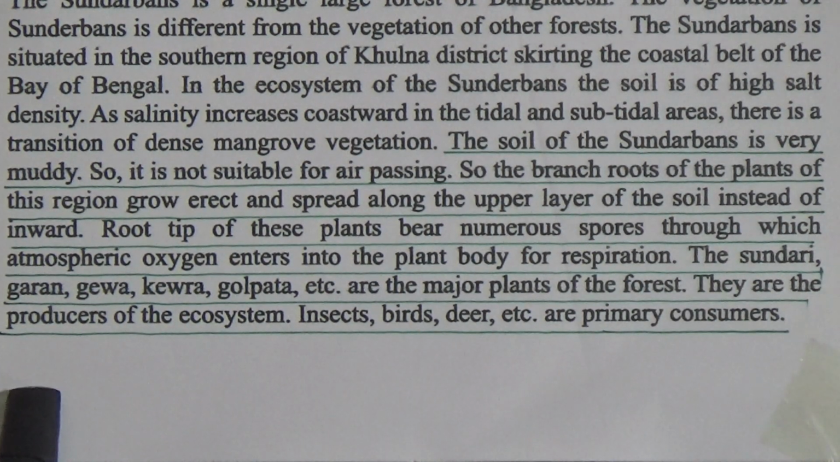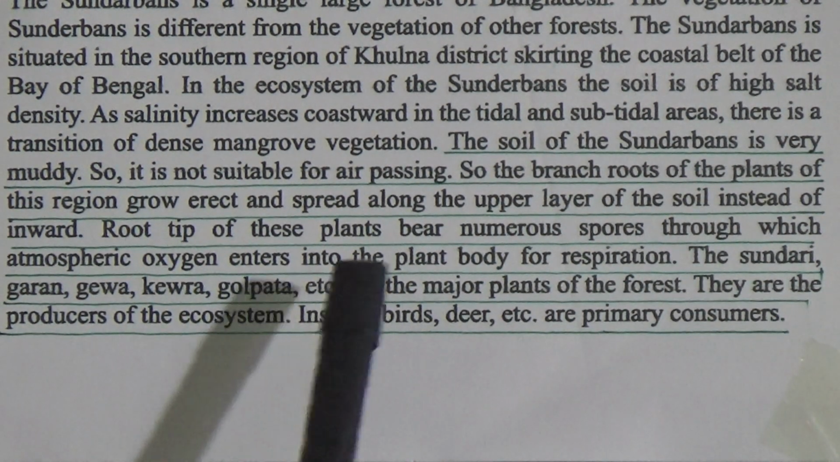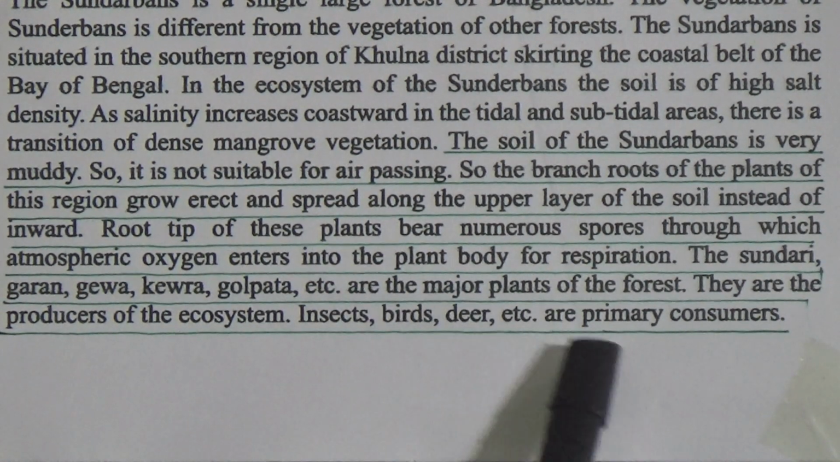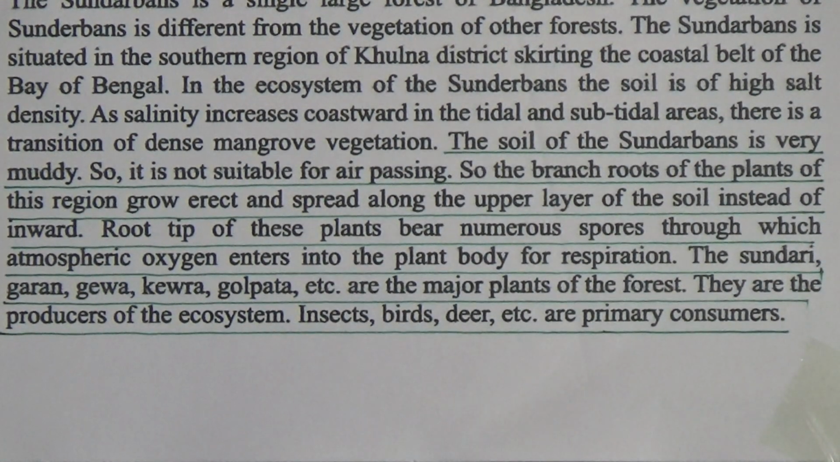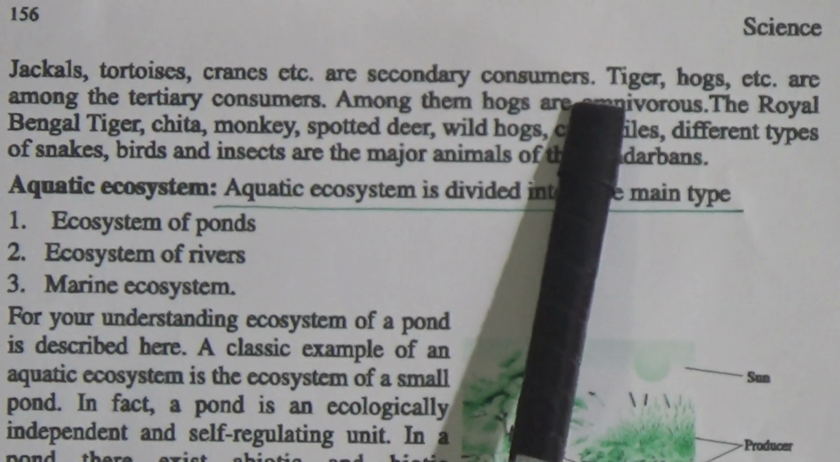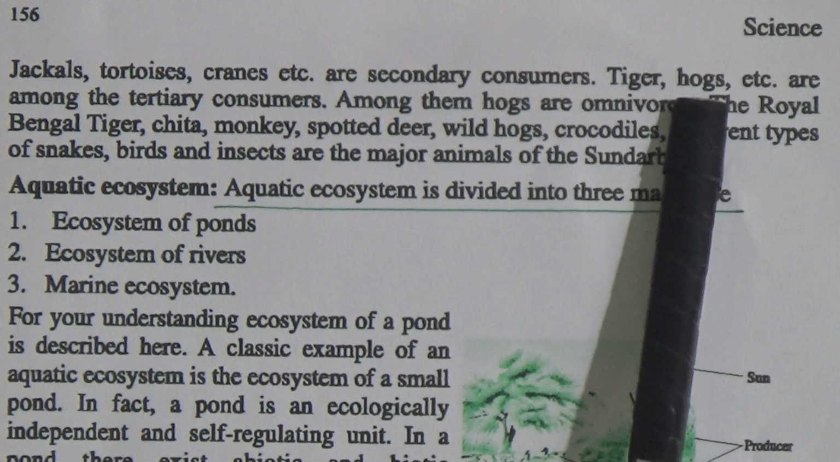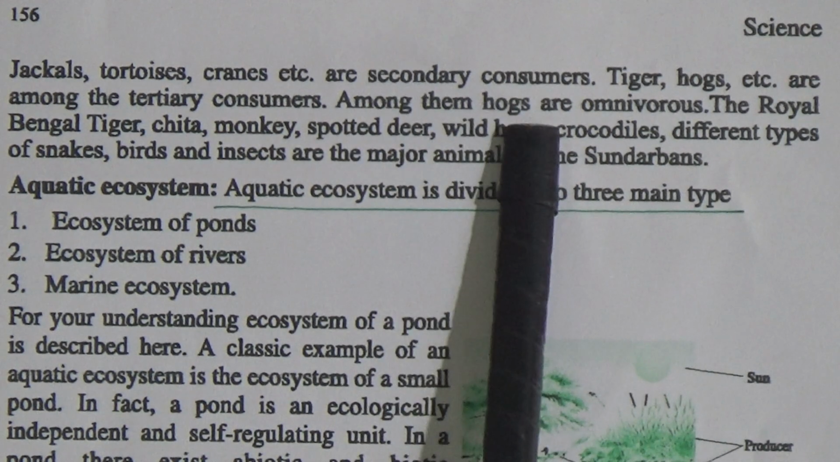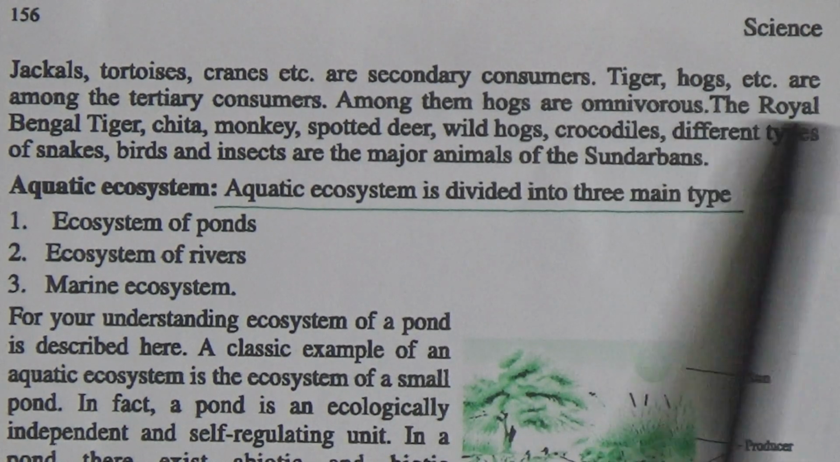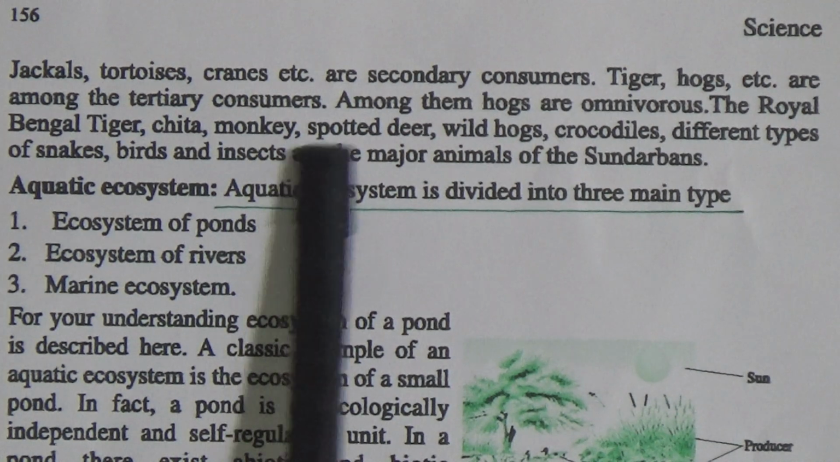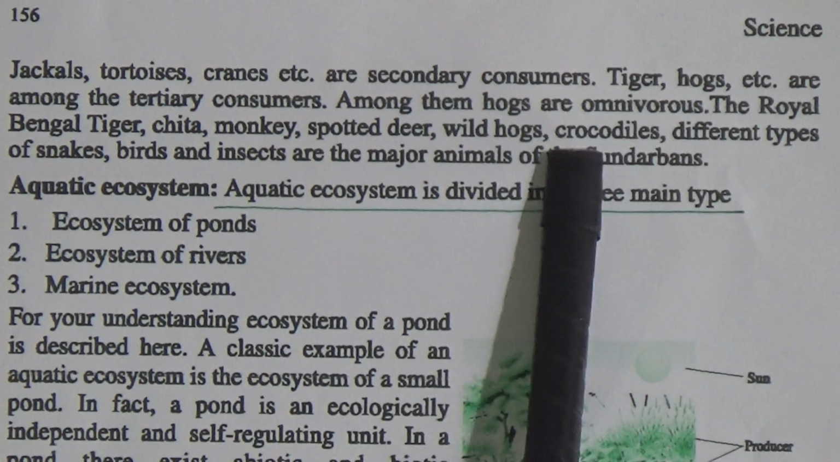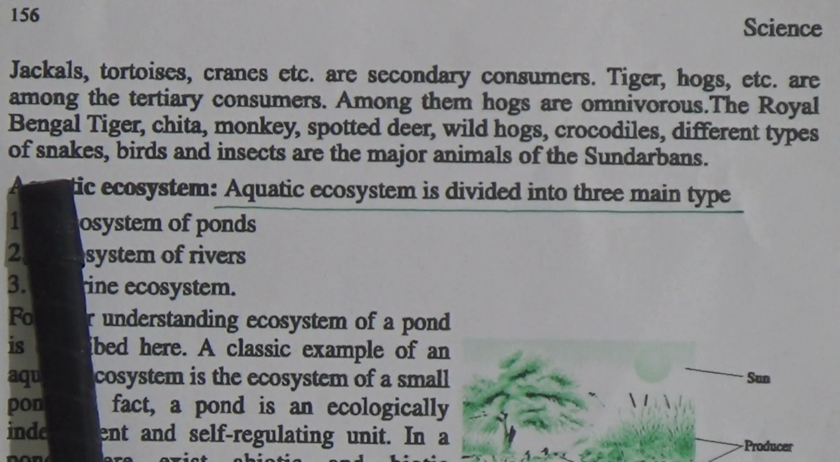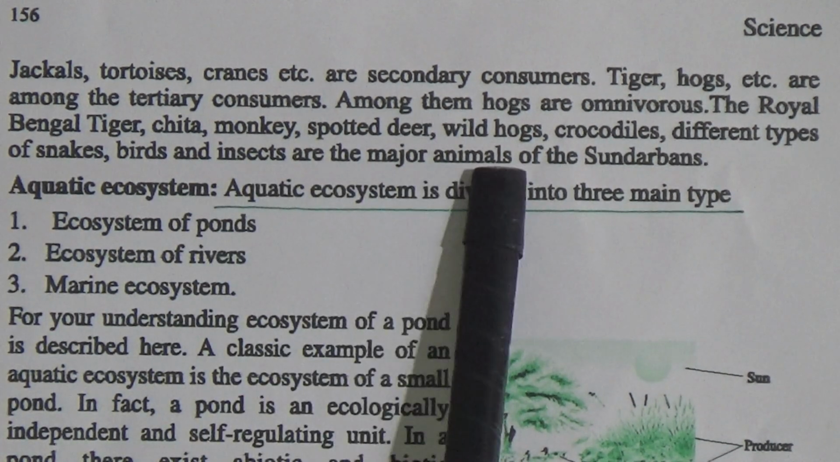They are the producers of the ecosystem. Insects, birds, deer, etc. are primary consumers. Jackals, tortoises, cranes, etc. are secondary consumers. Tiger, hogs, etc. are among the tertiary consumers. Among them, hogs are omnivorous. The Royal Bengal tiger, cheetah, monkey, spotted deer, wild hog, crocodile, different types of snakes, birds and insects are the major animals of the Sundarban.